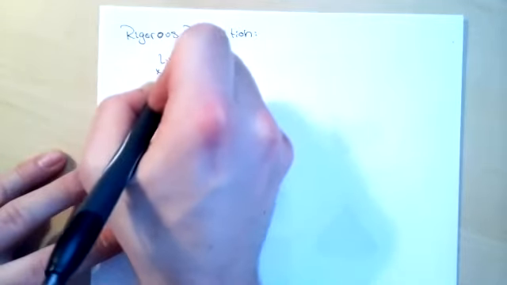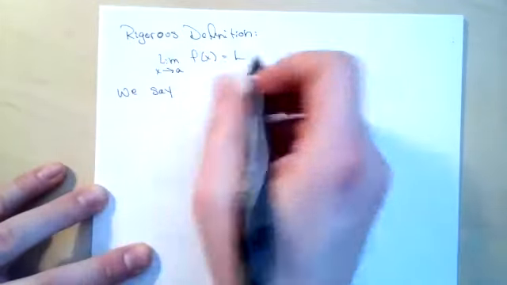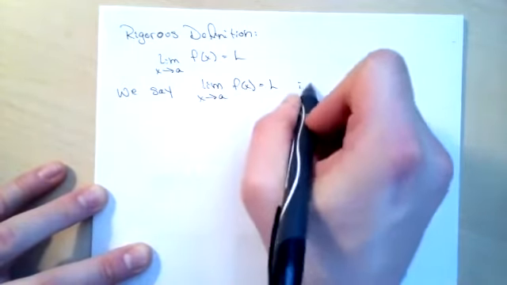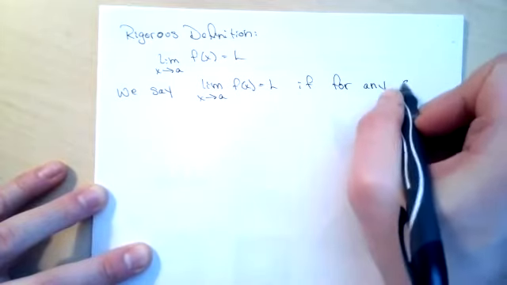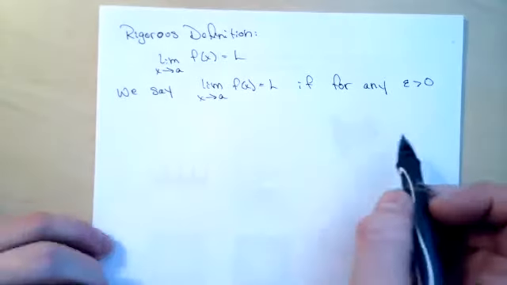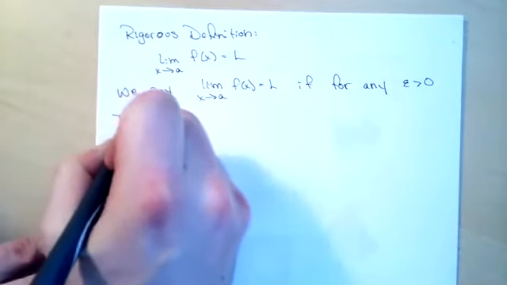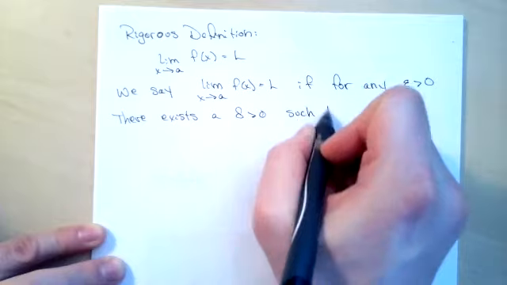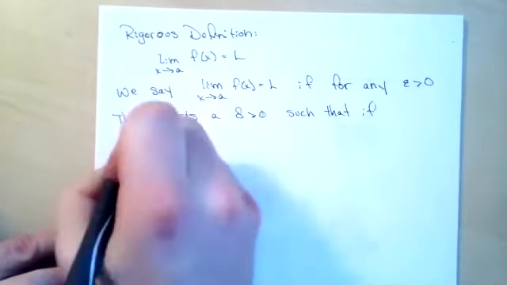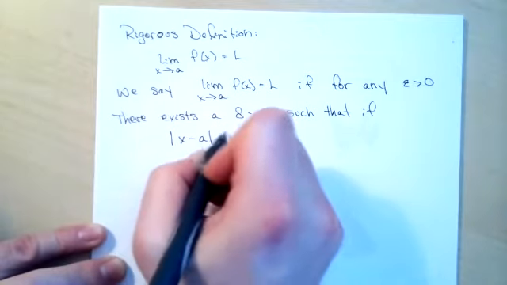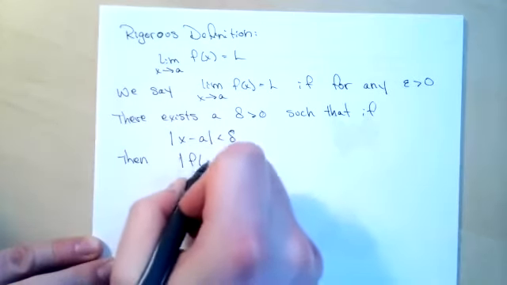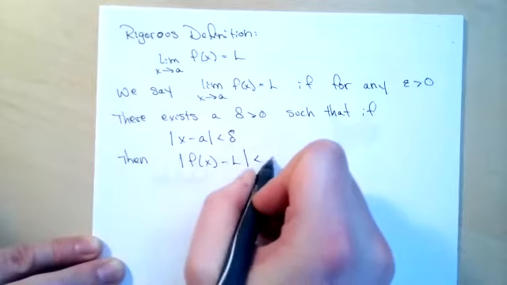So we say the limit as x approaches a of f of x equals L if for any epsilon, so this is kind of Greek letter epsilon stands for a small number greater than 0, there exists a delta greater than 0 such that if the distance that x is from a is less than delta, then the distance that the function is away from L is less than epsilon.